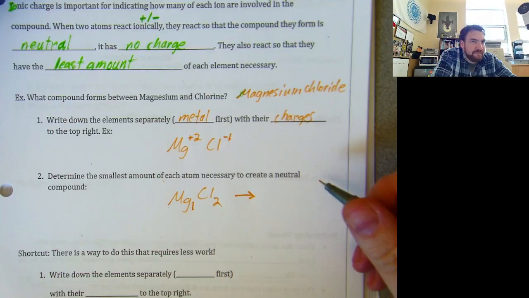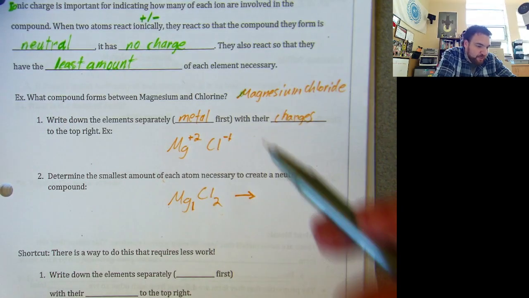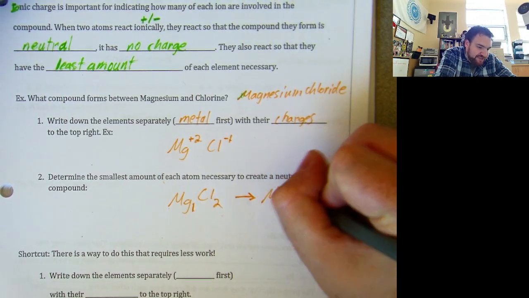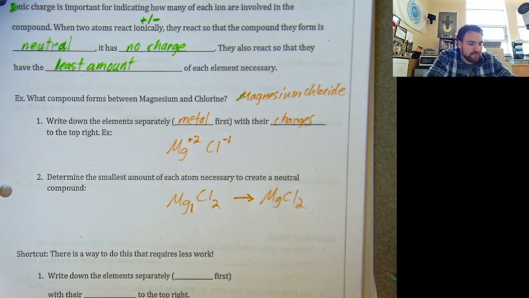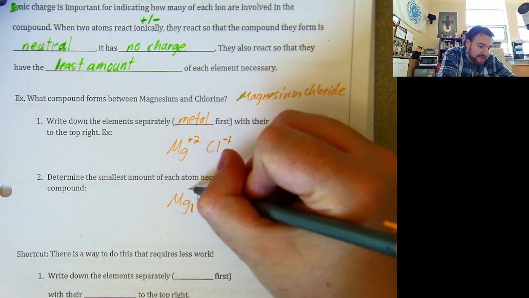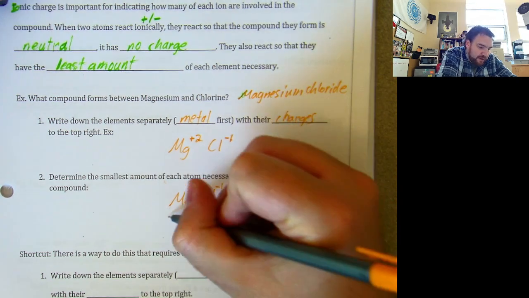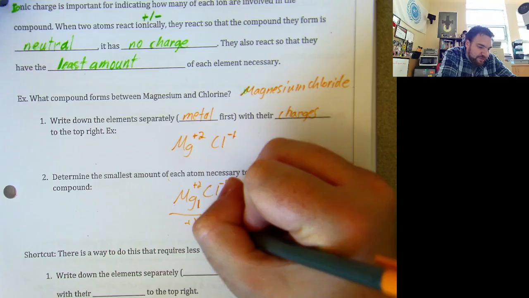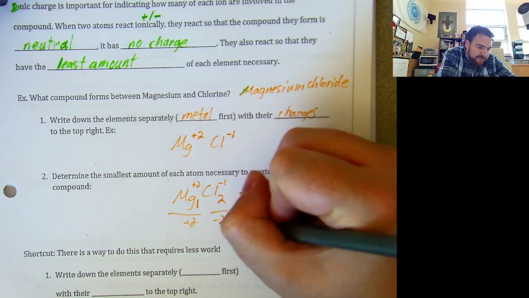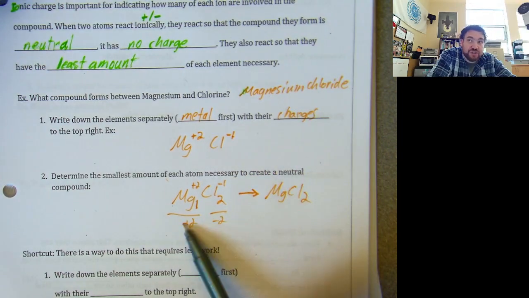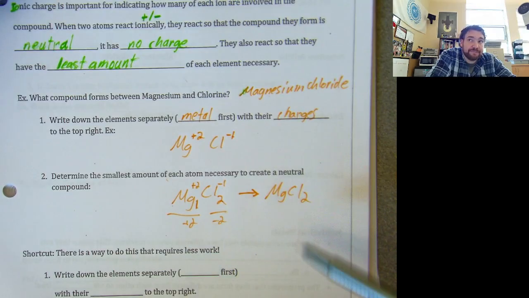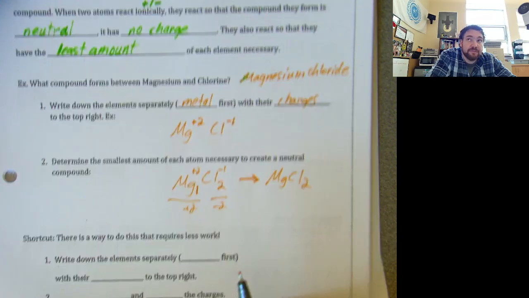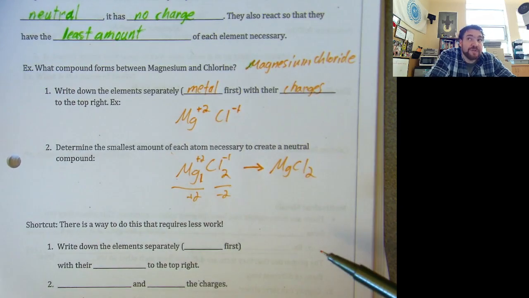Anytime you see a 1, you don't write it. So then this thing would just be MgCl2. And the reason for this is because magnesium's +2, chlorine's -1. 2 times 1 is 2. 2 times -1 is -2. And so you get these charges balancing out. So the formula would be MgCl2. And if you go out into the world, we know this to be true.